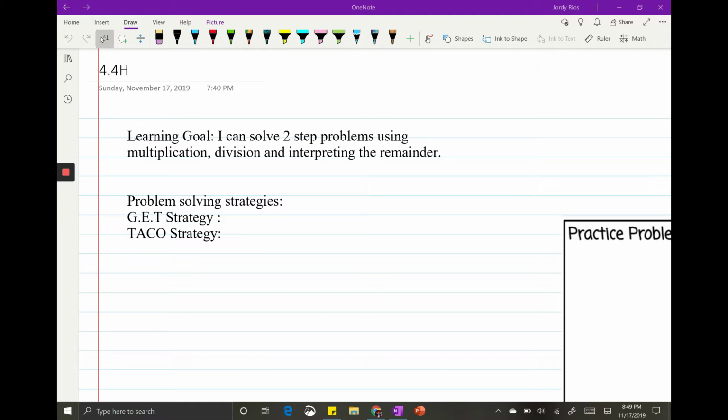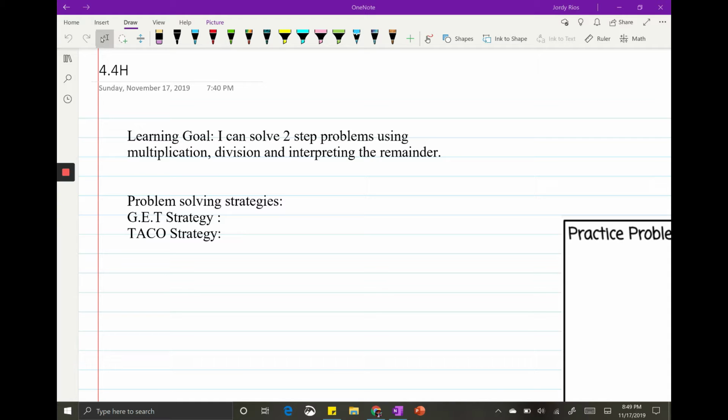Today we are going to be learning two-step problems using multiplication, division, and how to interpret those remainders. We don't know what to do sometimes, but guess what? I'm going to teach you some strategies on what to do. Our TEK for today is 4.4H, and our learning goal is: I can solve two-step problems using multiplication, division, and interpreting those remainders.